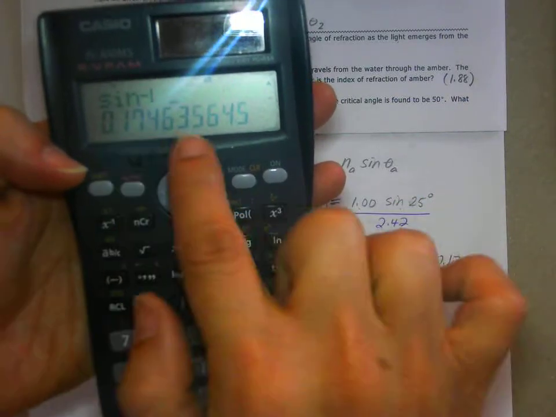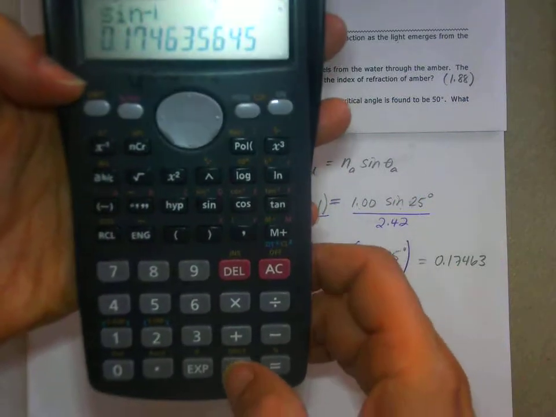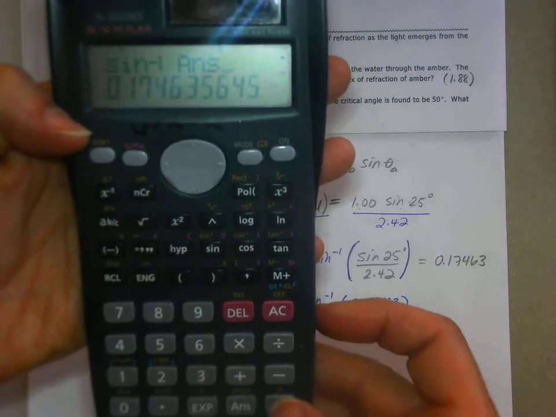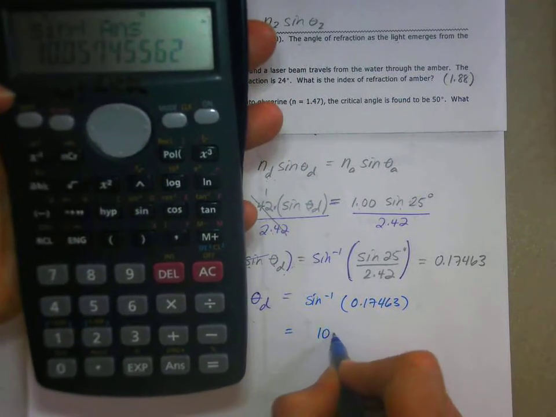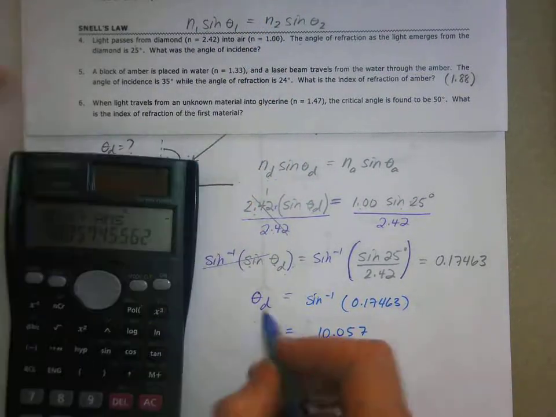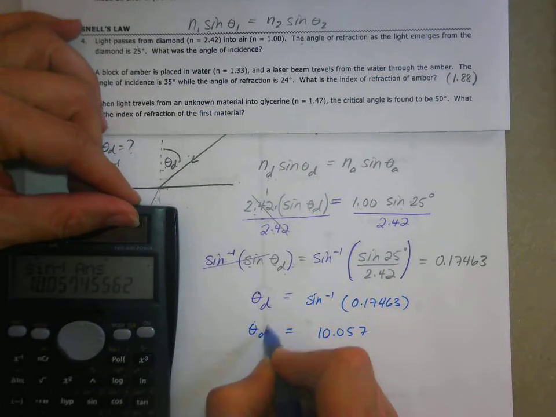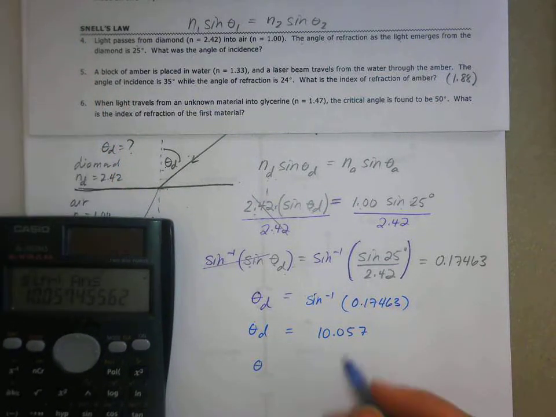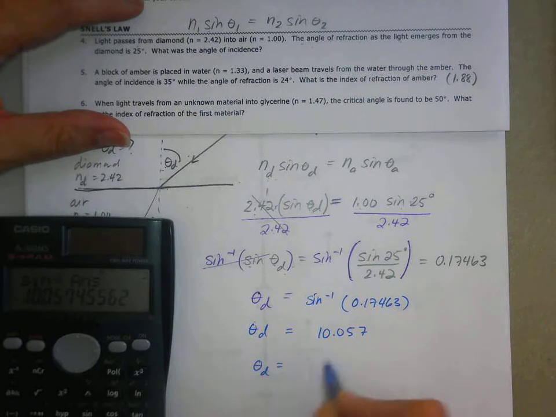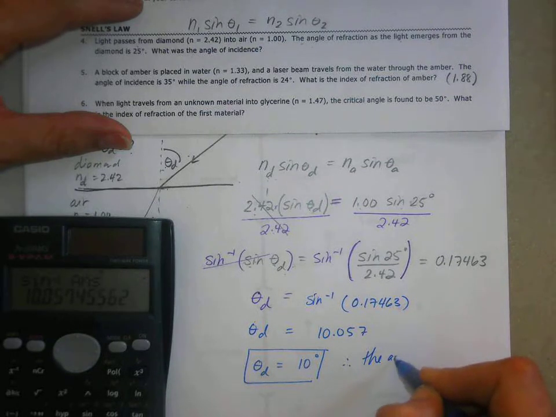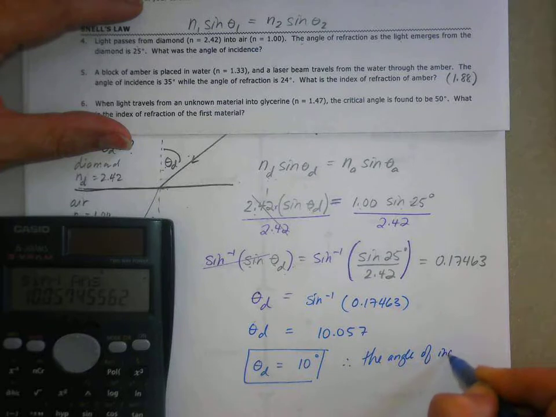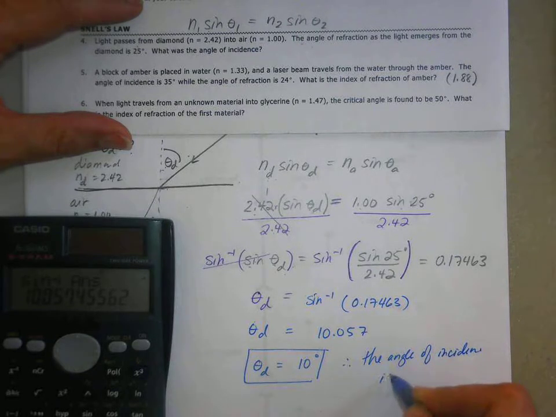Now I want this answer to come back up, so I'm going to hit my answer button down here. That means I'm going to find shift sine of that and hit equals, and I get 10.057. So that means that my theta d is equal to that. I should round that to the closest degree usually. So that's going to be 10 degrees. So that means that therefore the angle of incidence is 10 degrees, approximately.